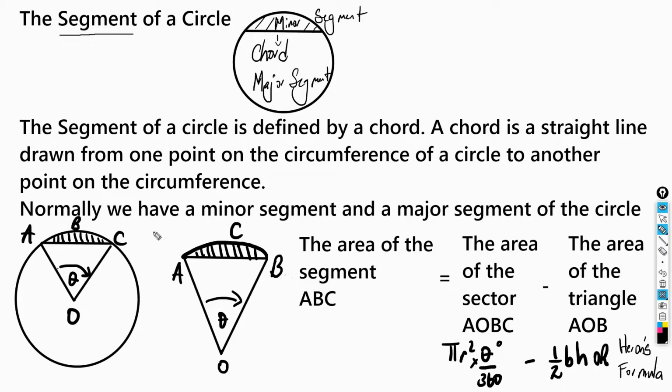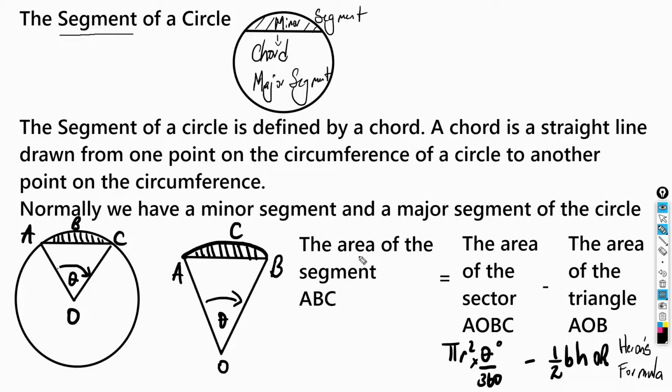Okay? So normally we have a minor segment and a major segment on the circle. Cool. So the minor segment is here, as you can see that shaded region, and the major segment is all up down here. Cool.